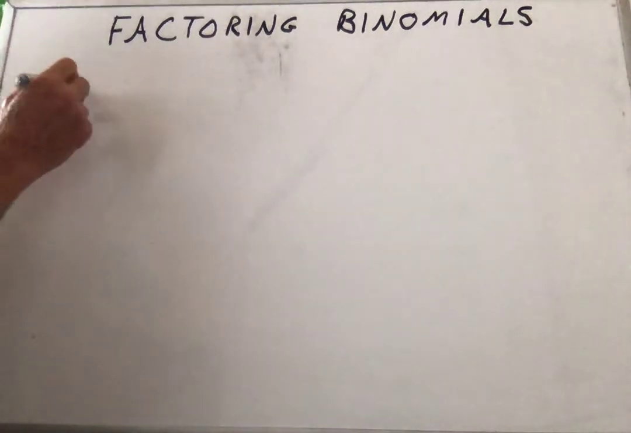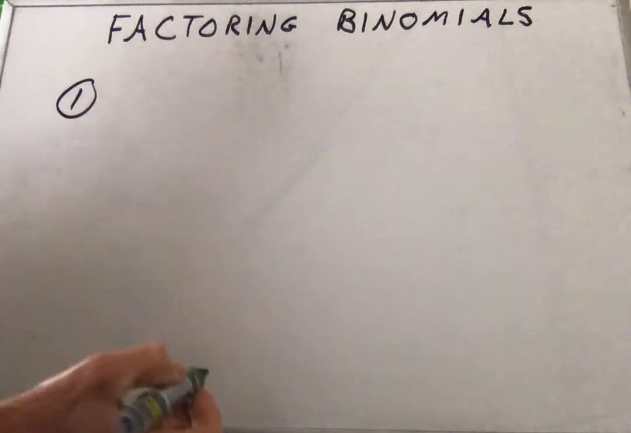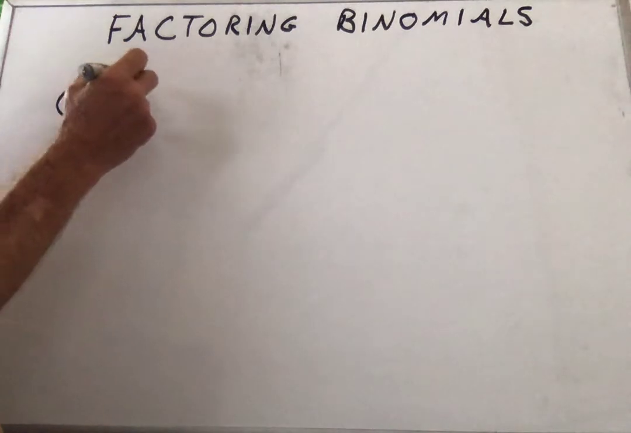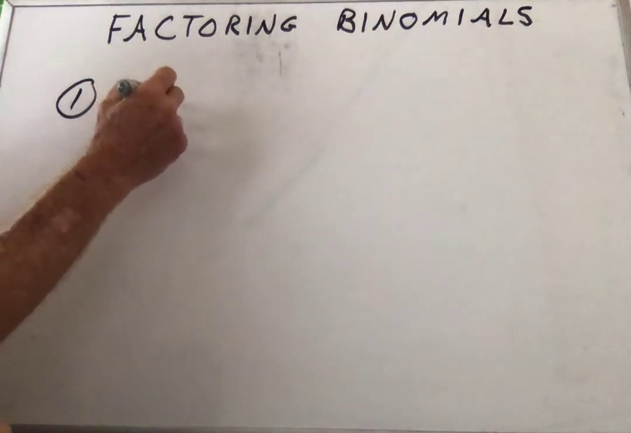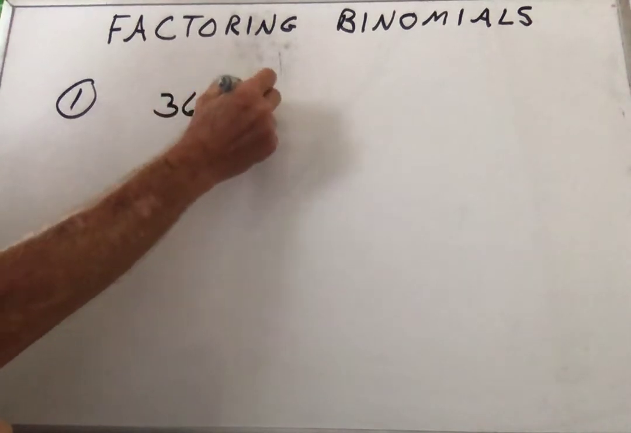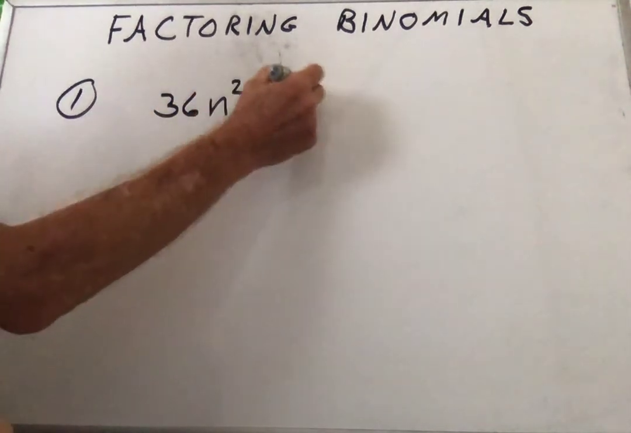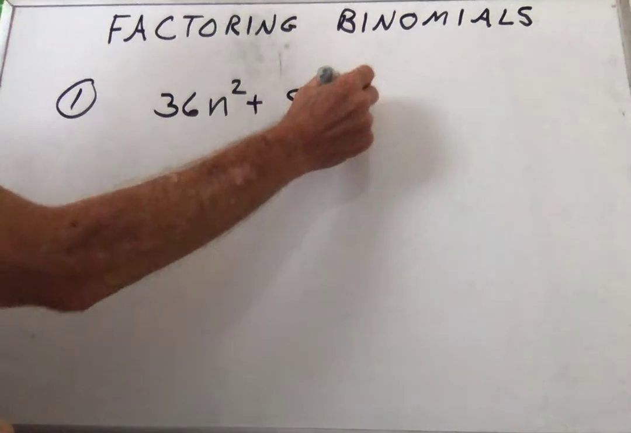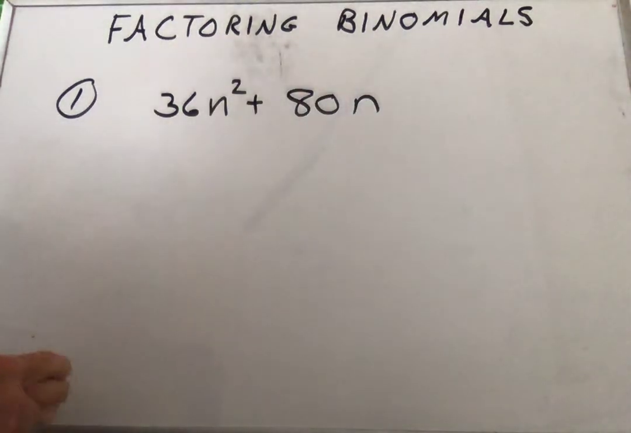So here's problem number 1. We are going to factor 36n squared plus 80n. And I'm going to use the division house to do this. So if you were with us yesterday, you saw this in action.